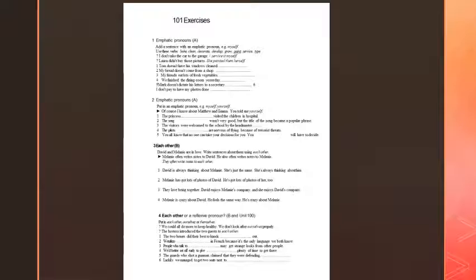Question number 1 of the Unit 101 exercises. Question number 1, emphatic pronouns. This is related to section A of Unit 101. Add a sentence with an emphatic pronoun, for example, myself. Use these verbs: bake, clean, decorate, develop, grow, paint, service, type. So they have given you the verbs here, but you have to use these with a variation, that means that you have to use them as emphatic pronouns. So I don't take the car to the garage, I service it myself.